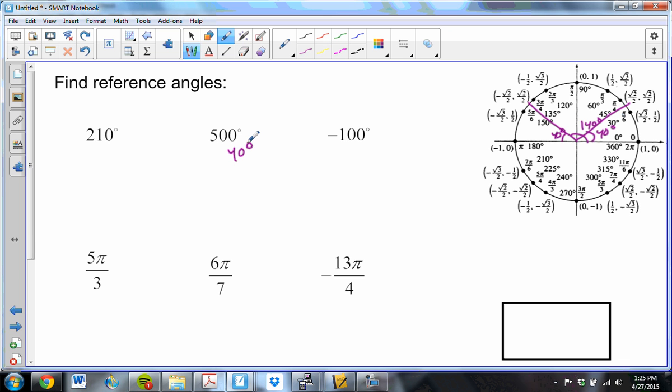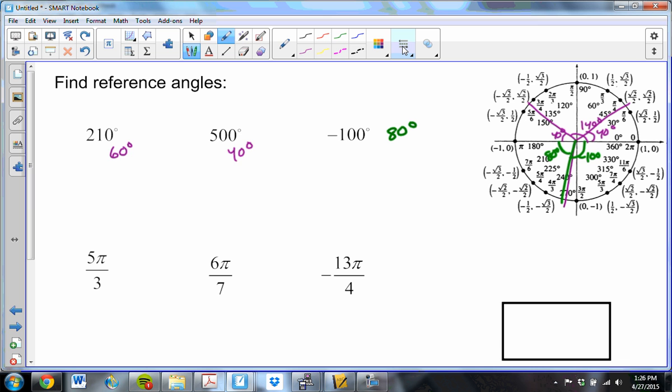And we said this one was 60. Negative 100. Well, negative 100 is here. This angle right here was negative 100, which means that this angle here is 80. So the reference angle there is 80 degrees. It's always just the angle to the x-axis, not the angle to the y-axis, always to the x-axis. Radians are tougher because you're less familiar with them.